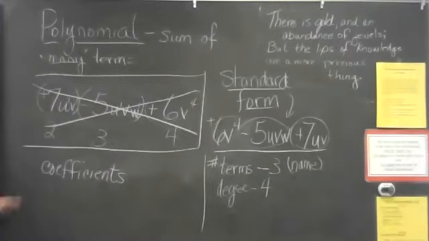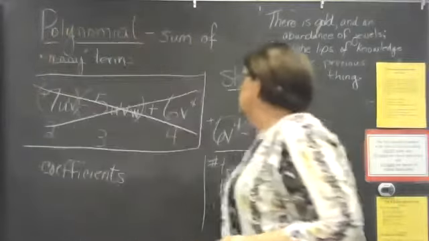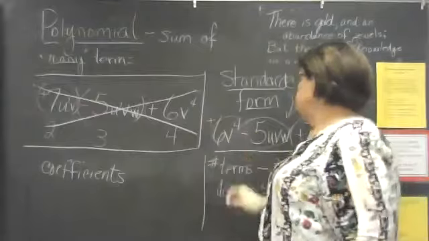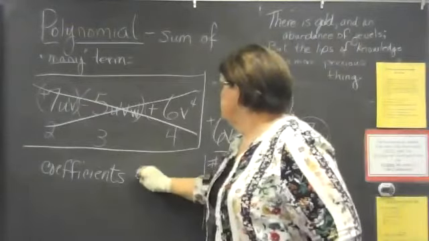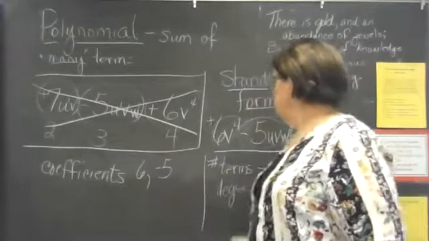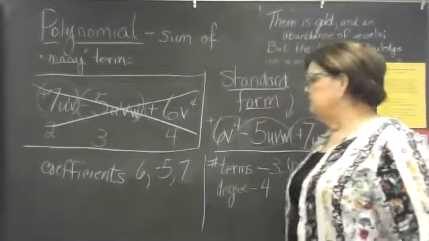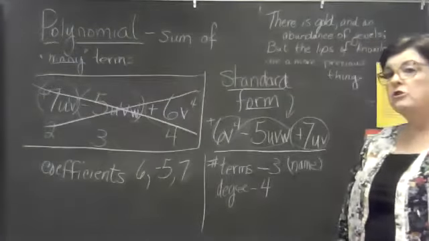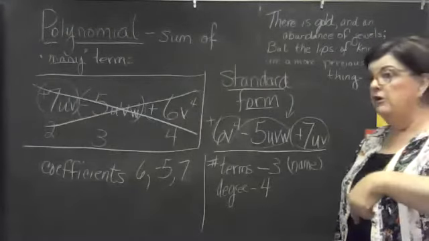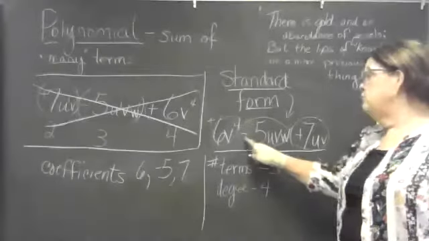They will ask you, what are all the coefficients? Coefficients simply means the numbers that are in front of the variable. So the coefficients are a 6, a -5, and a +7. Those are the coefficients. Coefficients are simply the numbers that are in front of the variables. They do not include the variables, but they do include the sign that goes with them.